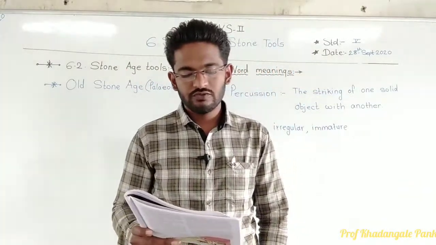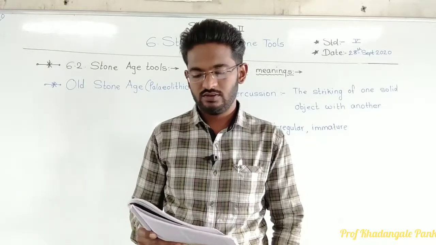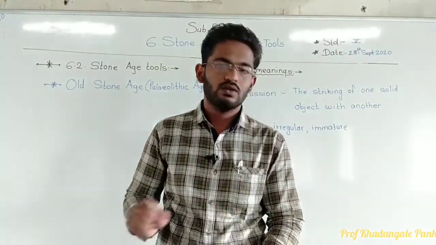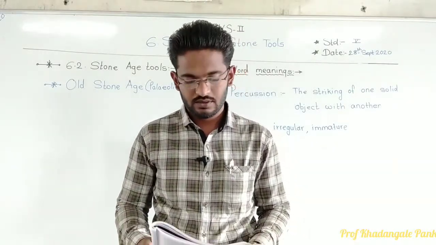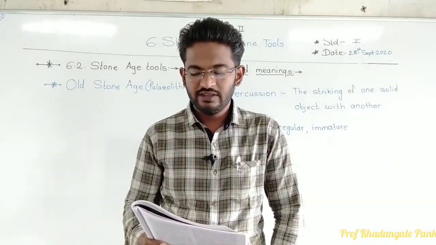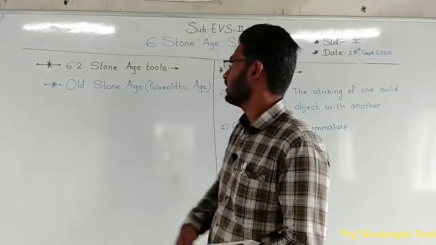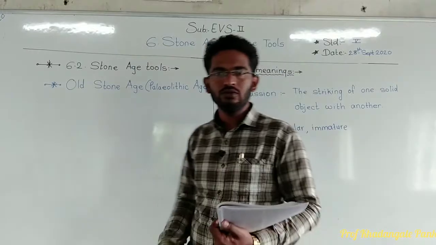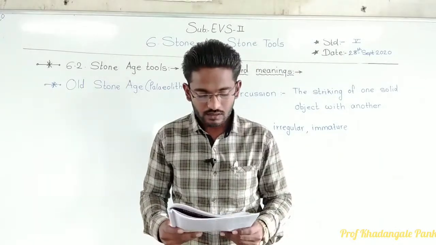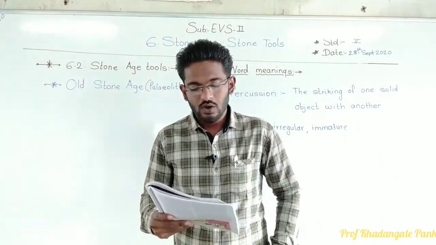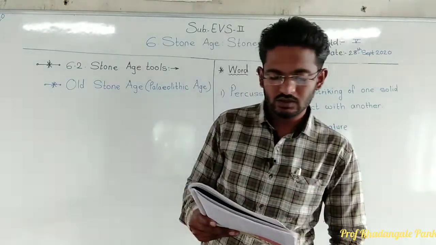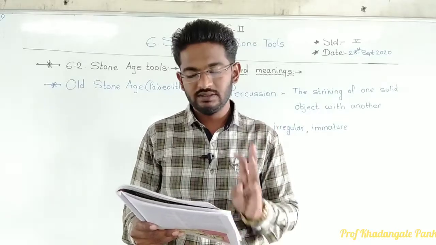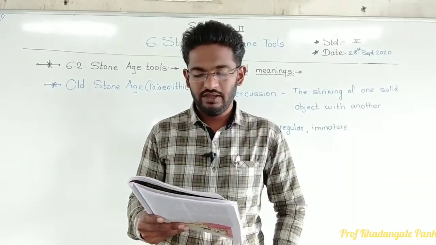So first we are going to see Old Stone Age, Paleolithic Age. This one we are going to learn today. Now see, Homo habilis and Homo erectus belong to the Old Stone Age.